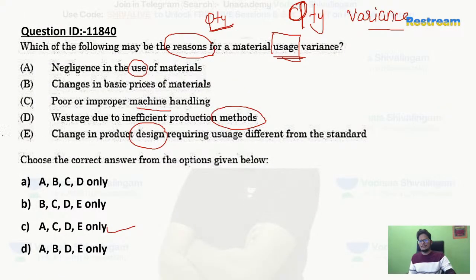Changes in base price. Madam, if the base price is also a reason for a quantity variance, the number of units, then what about price variance? Because the price may also change the quality. Yes, 100% you are correct. Are we talking about the quality or quantity? Quantity variance, which means quantity we need to look at, not the quality.